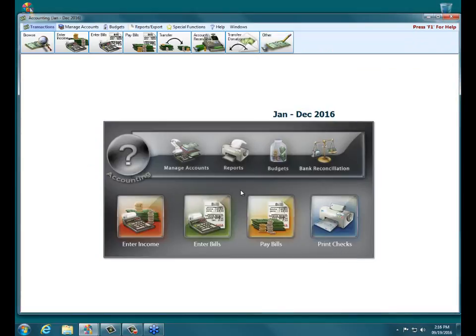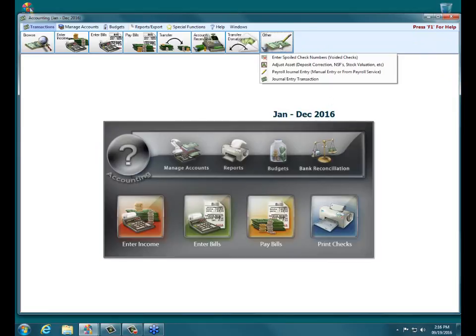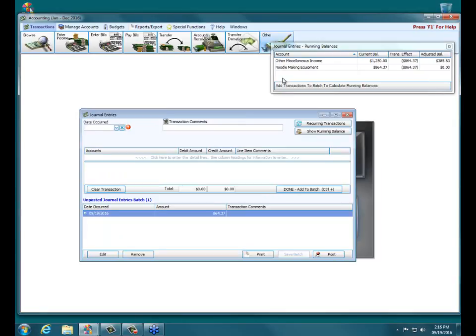So now if I close out of my journal entry window, I could even exit out of Church Windows and Accounting, but then as soon as I come back into Other and Journal Entry, it brings me right back to where I left off with the batch and the transactions that I've entered saved. Okay? You can print the batch pre-posting if you wish.